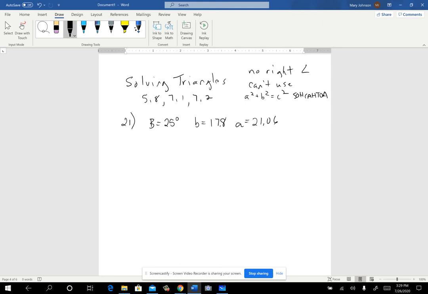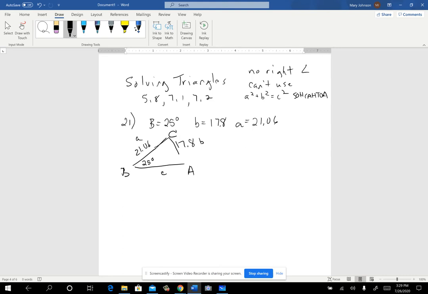Okay. So what I usually do first is I just draw out my triangle. So B is 25 degrees, and a is 21.06. If I make this angle A, then little a would be right here, 21.06. Let me make sure I have that right. Yeah, 21.06. And then b would wind up being 17.8, coming from here. 17.8 is correct. So this is little a, this is little b. There's where C would be, and here's little c.